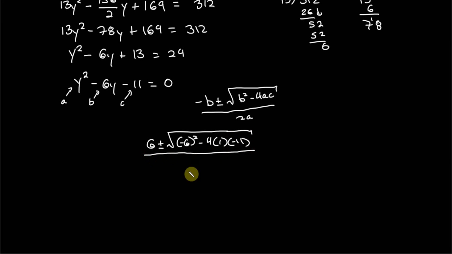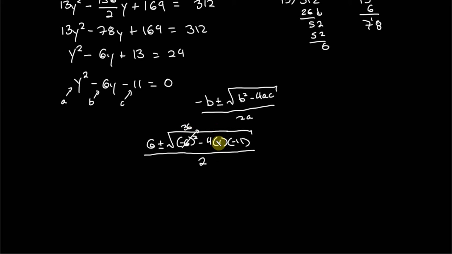Don't want to make any errors. 2A, that's just 2. 2 times 1 is 2. Right, so we can simplify everything here. Let's work this out. So 6 squared is 36.